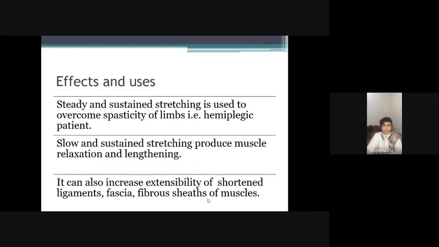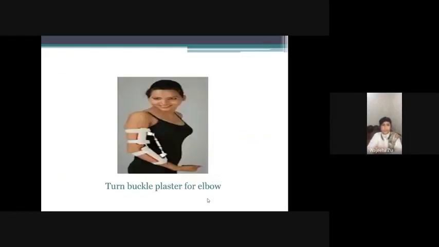So in this technique, the muscles are put into some kind of coupling, and there will be a continuous stretch on the muscle, so it will lead to the lengthening of the muscle. In this diagram, you can see the turnbuckle plaster for the elbow. So there is the contracture of the elbow. This splint will help to lengthen the shortened elbow muscle.